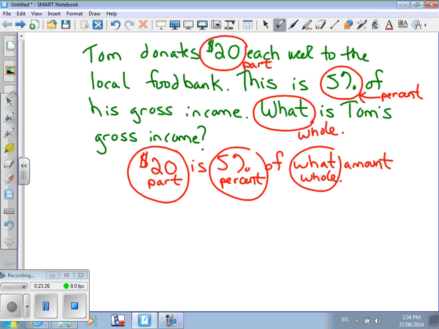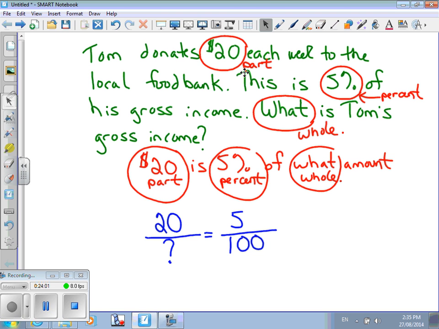Now it's time to set it up and solve. Make yourself a couple of fractions to be filled in. The part, and I'm just going to put 20. I'm not going to bother with the dollar sign. I can put the dollar sign back in at the end with my answer. Over the whole, that's the thing I don't know. And the 5, which is my percentage, goes over 100.